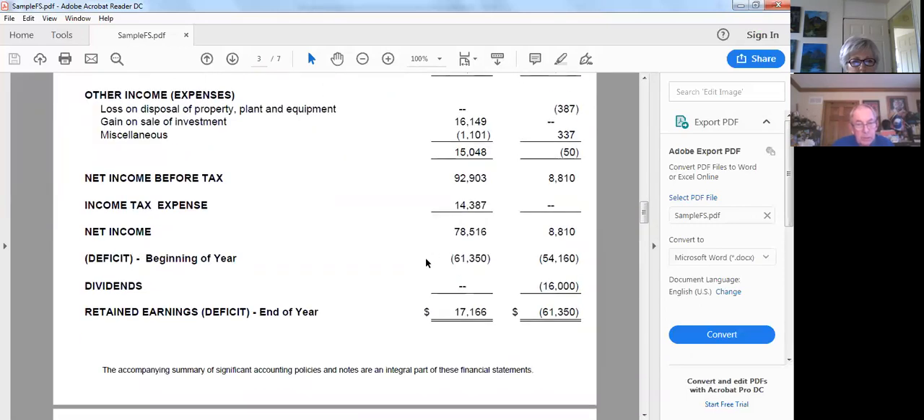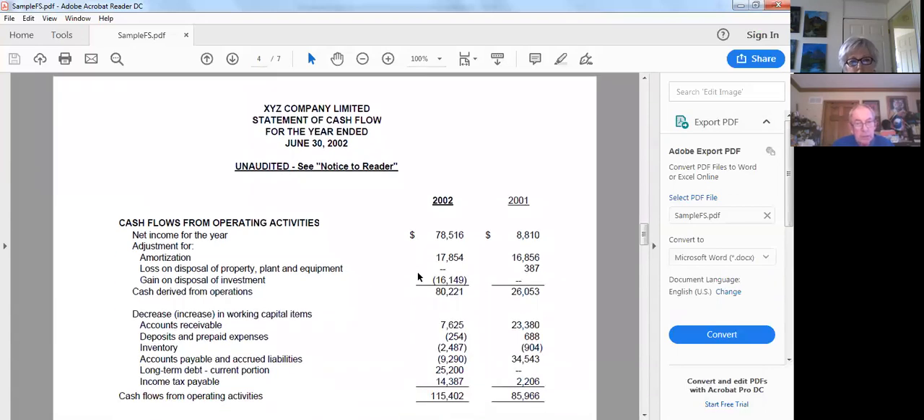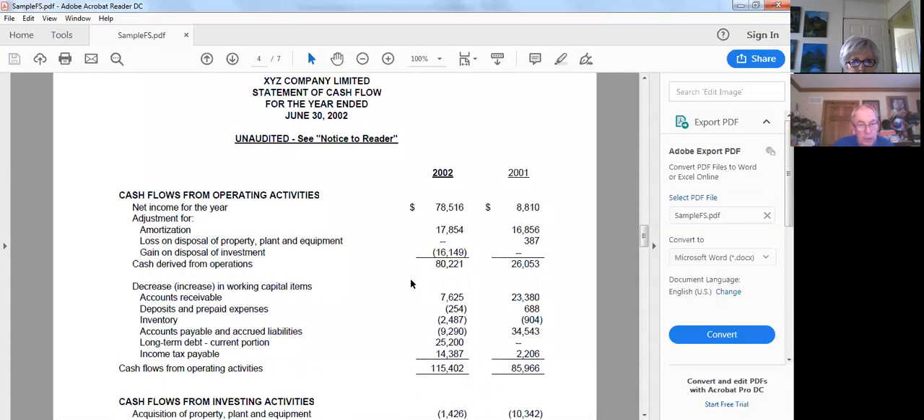So that's your income statement. Now we'll look at the statement of cash flows. This is one that the casual investor tends to ignore, but the serious investor pays a great deal of attention to. Cash from operating activities is probably the most important one that you're going to look at, because this shows whether or not the business is able to generate positive cash.